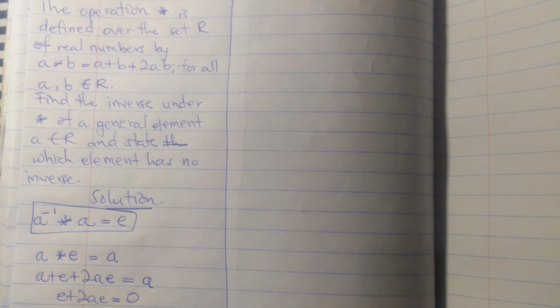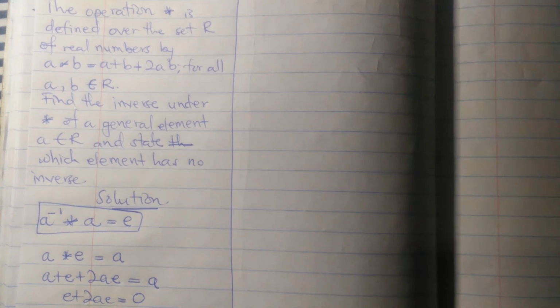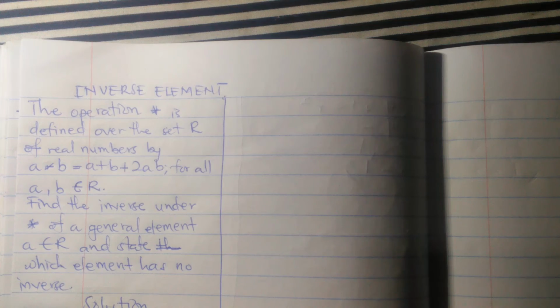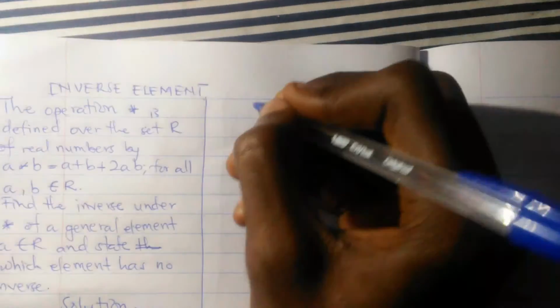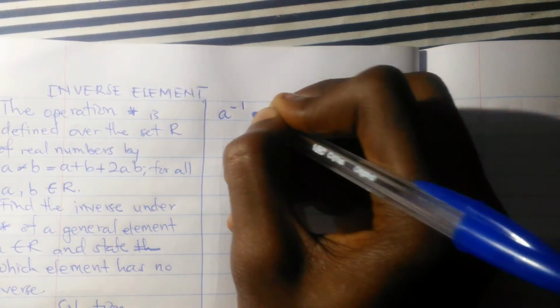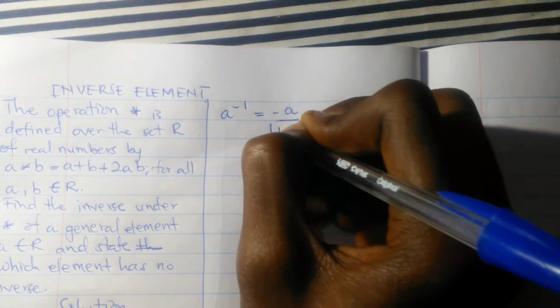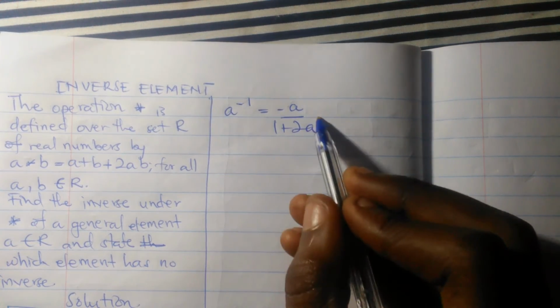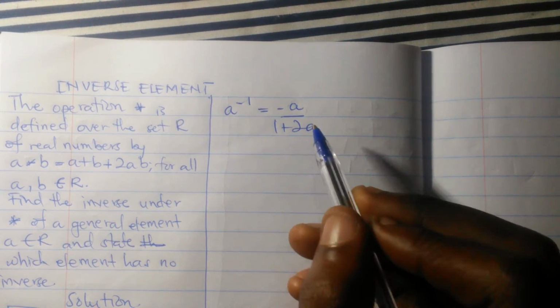So now let's look at what the other part of the question was requesting. It was asking which element has no inverse. Which element has no inverse is stated here. So now the second part of the question: we had our inverse element to be minus A over 1 plus 2A. Looking at this, we can use it to solve for which element has no inverse.